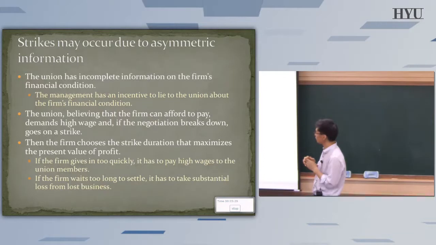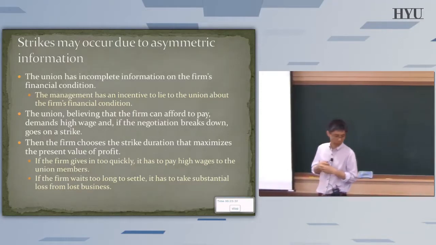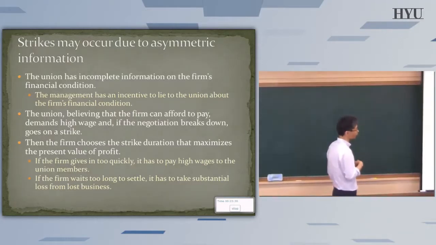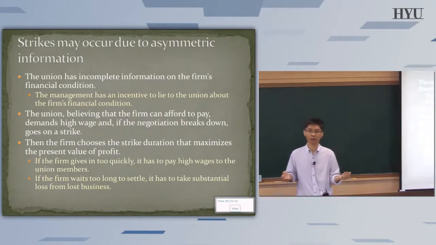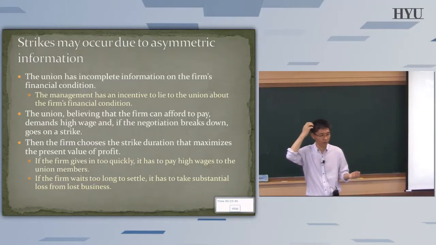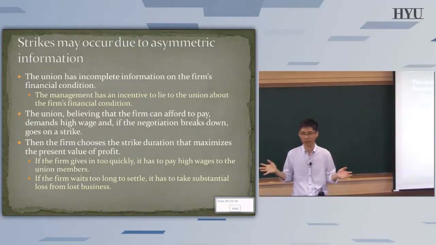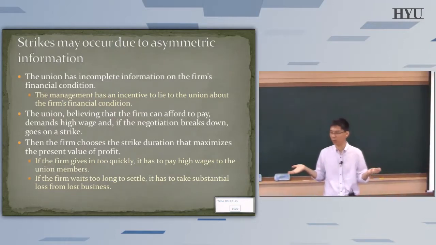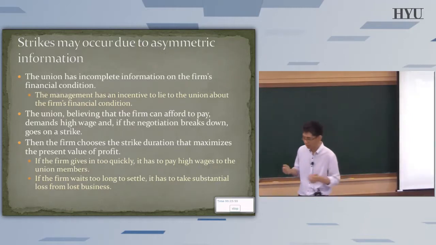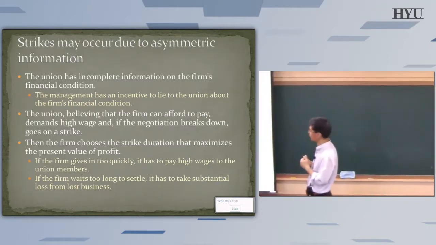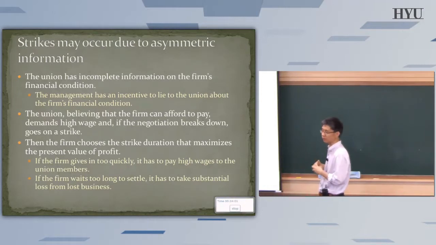So what happens? The union, believing that the management is not telling the truth, will demand a high wage increase. If they tell you that we have $100, but the union says that these guys must have $120, so we demand, let's say, $70 or $80. They can afford it. But they don't know, so they will negotiate, and then if the negotiation breaks down, the union goes on a strike.